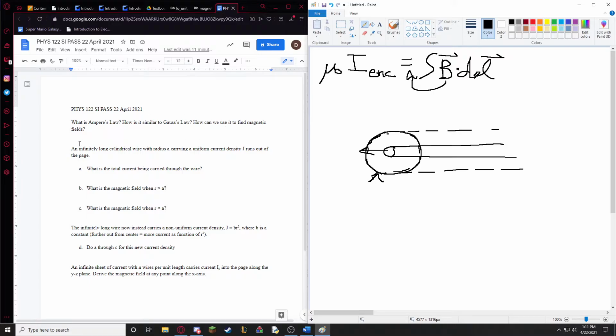So we're going to have our infinitely long cylindrical wire here. It has a radius a and a uniform current density j that runs out of the page. So we're essentially going to have a cross section of the wire here, and this current is coming out of the page. What's going to be the total current carried through the wire? And then what's going to be the magnetic field when r is greater than a, so out here? And what about when r is less than a, when we're actually inside? Let's take 5 minutes, then we'll talk about it.